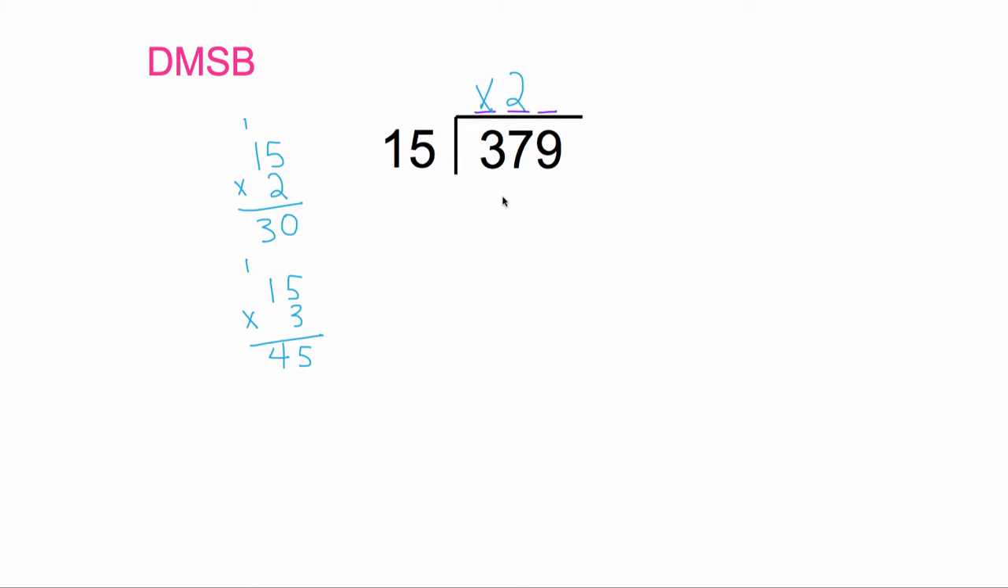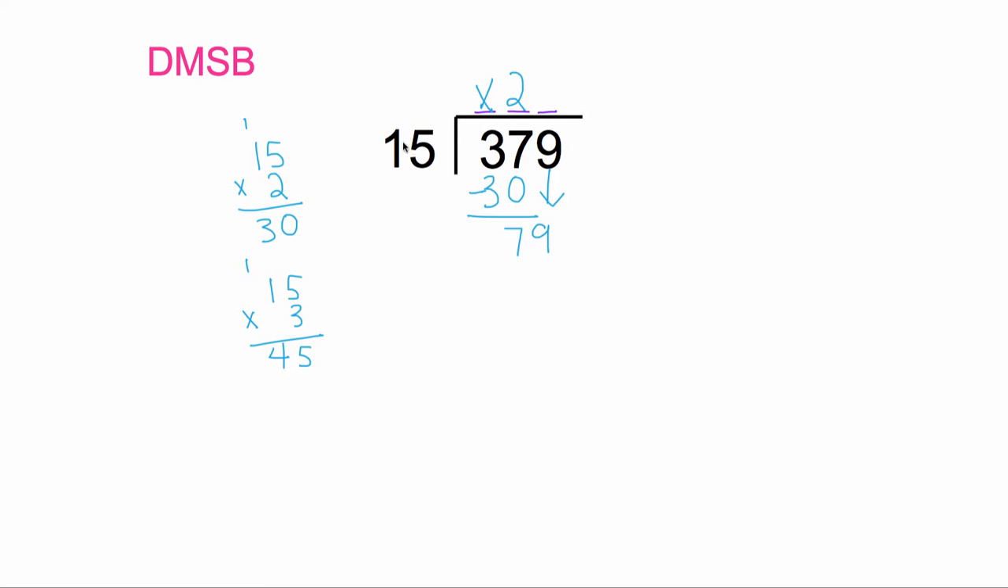And then we're going to follow through the same steps. Multiply 15 times 2. We just did that, and so we know it's 30. We're then going to subtract, and we're left with 7. Our last step is to bring down, and we're left with 79. We're going to start the process again.